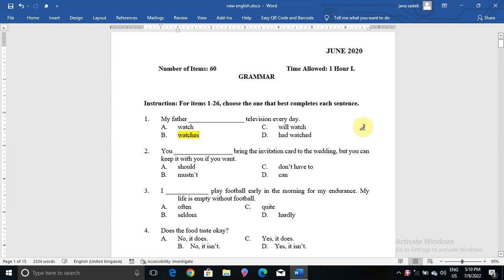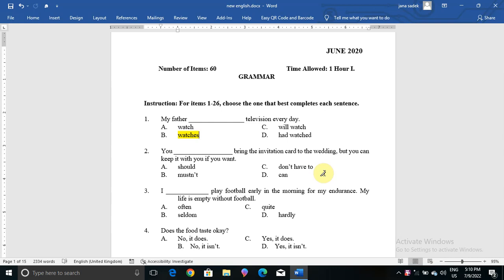So that means we will make the first sentence in number 2 negative, but here we don't have can't. You can't bring the invitation card to the wedding. And also can't would be an obligation, right? You cannot, you can't. It's not the correct answer. So the correct answer for question number 2 is C.